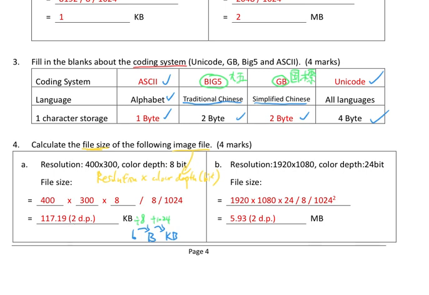Okay, and maybe you can use 2 decimal places to represent it. Okay, and then for the second question, 1920 times 1080, that's its resolution. 24-bit the color depth, so the file size should be 1920 times 1080 times 24, and then we convert it to megabyte. Okay, so we need to divide by 8 and then divide by 1024 for 2 times. Okay, so the answer is 5.93.